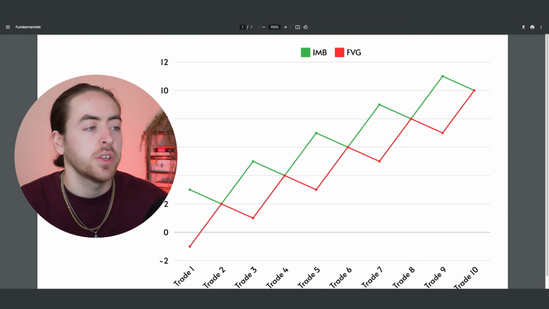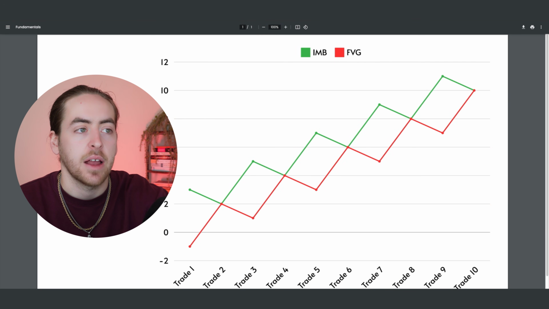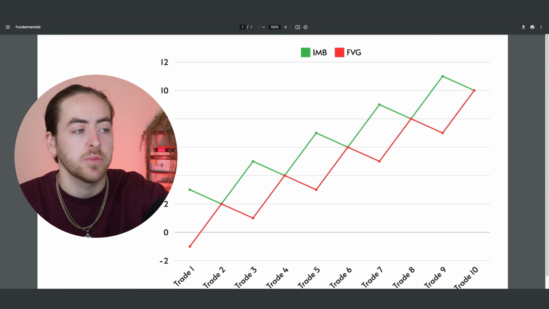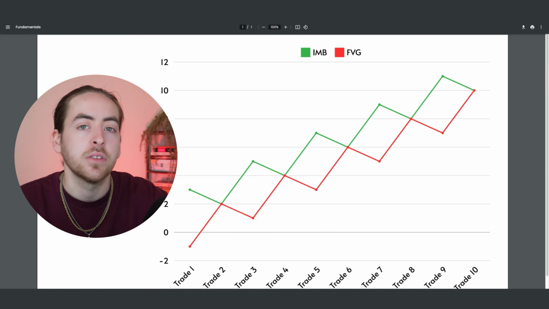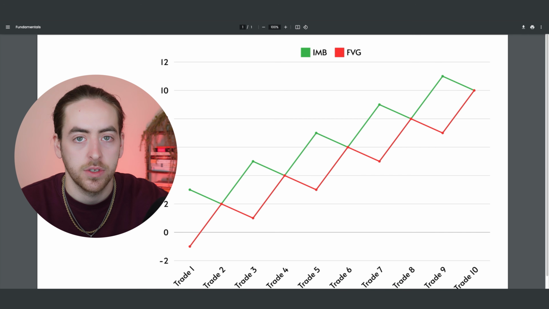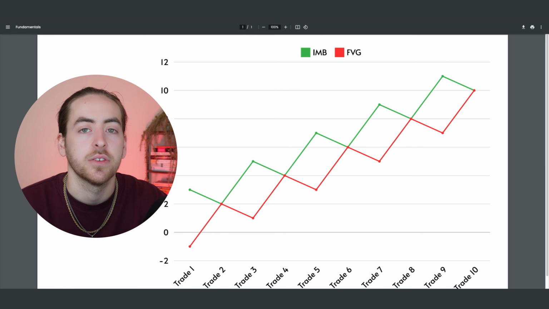Now, I want to reiterate the point that it doesn't matter which approach you trade. Trading is a game of probabilities, and you can win regardless of which approach you decide to take. So looking at some hypothetical results of two traders here, we have a trader trading imbalances and a trader trading fair value gaps. We can see that both traders could lose 50% of the time. So when the imbalance trader was right, the fair value gap trader lost. When the fair value gap trader was right, the imbalance trader lost.